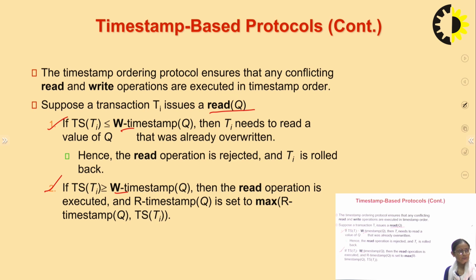But if the timestamp value of Ti is greater than the W timestamp of Q, then the read operation is executed in this case, and the R timestamp value is reset to the maximum of read timestamp of Q or TS of Ti.